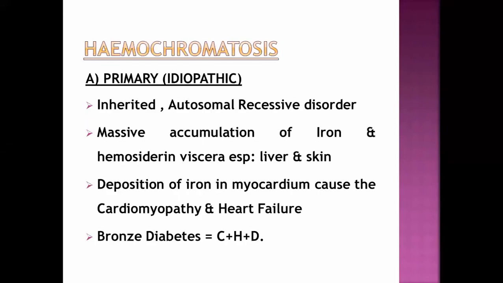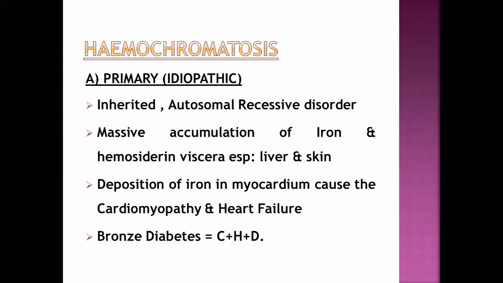Now hemochromatosis. There are two types of hemochromatosis, primary and secondary. Primary hemochromatosis is idiopathic in nature. What do you mean by idiopathic? Idiopathic means the cause is not known. No cause. The cause is still not known.